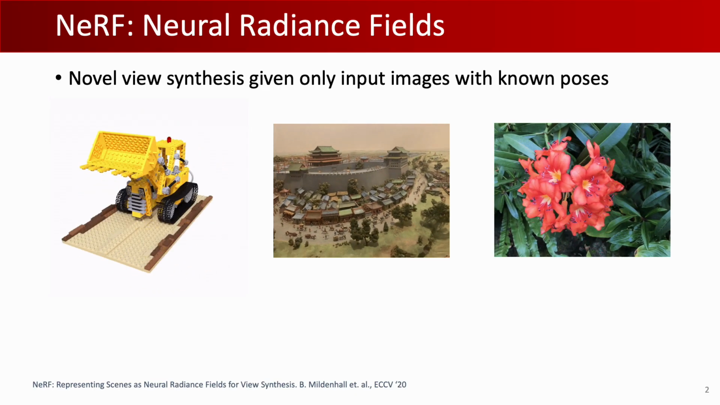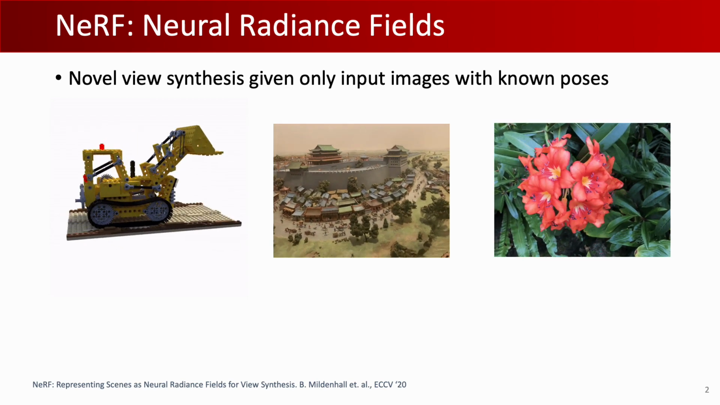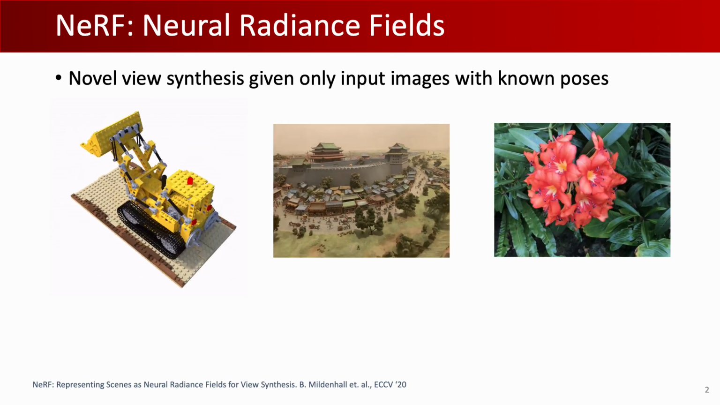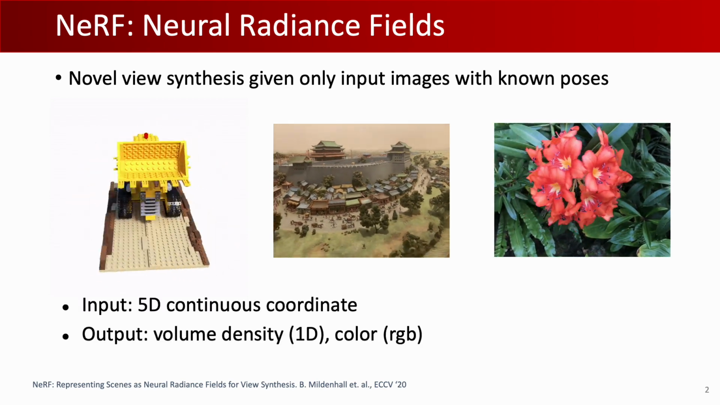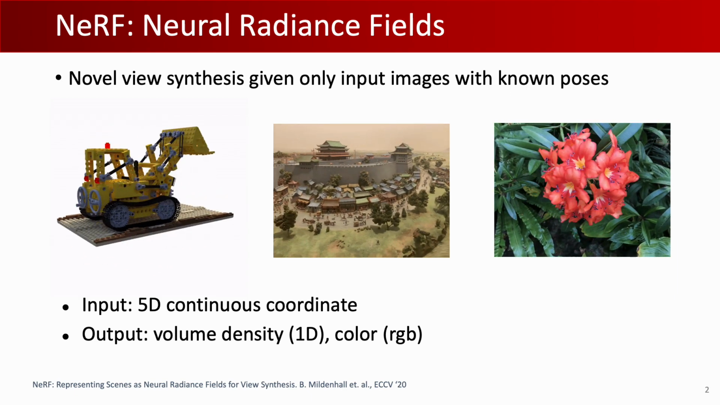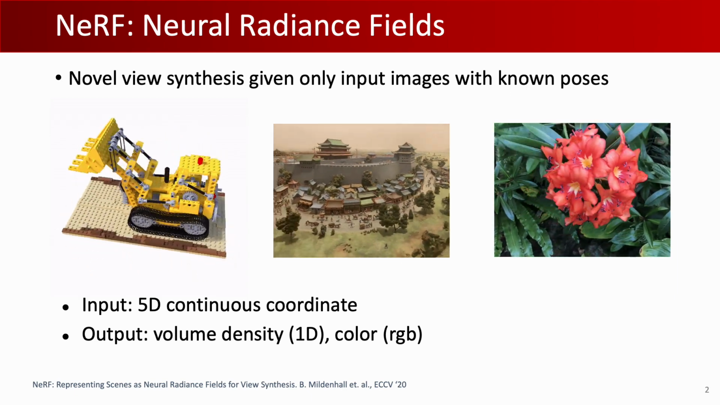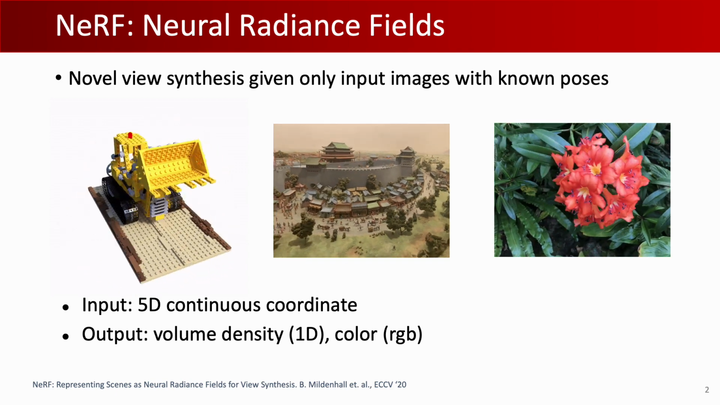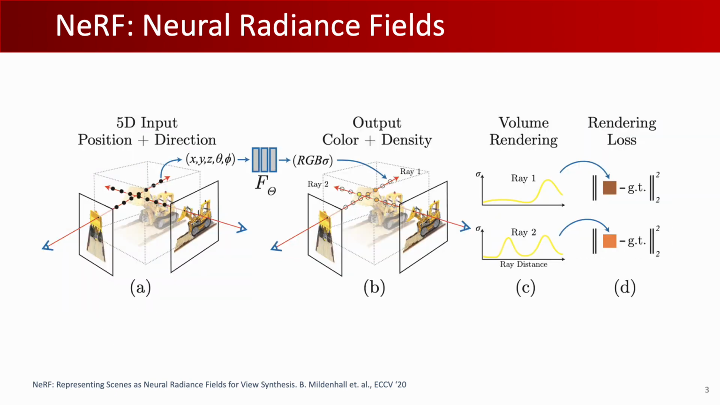NeRF, or neural radiance fields, tackle the problem of novel view synthesis given only images with known camera poses as input. The model takes as input a 5D continuous coordinate and outputs the volume density and color at the corresponding point. One of the key underpinnings of NeRFs is volume rendering. That is, it allows for end-to-end differentiable learning of 3D geometry and appearance from only 2D images.